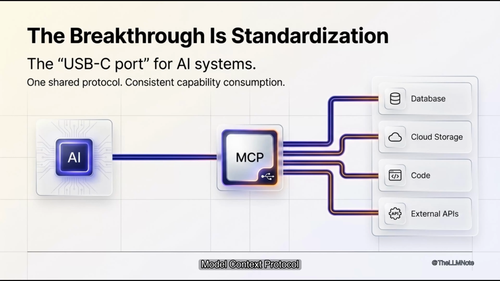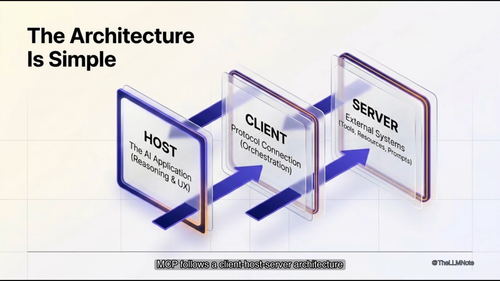Model Context Protocol, MCP follows a client-host-server architecture. The host is the AI application. The client manages the protocol connection, and servers provide tools, resources, and prompts. This separation matters because it keeps model reasoning, user experience, and external system access in distinct layers with clearer security boundaries.